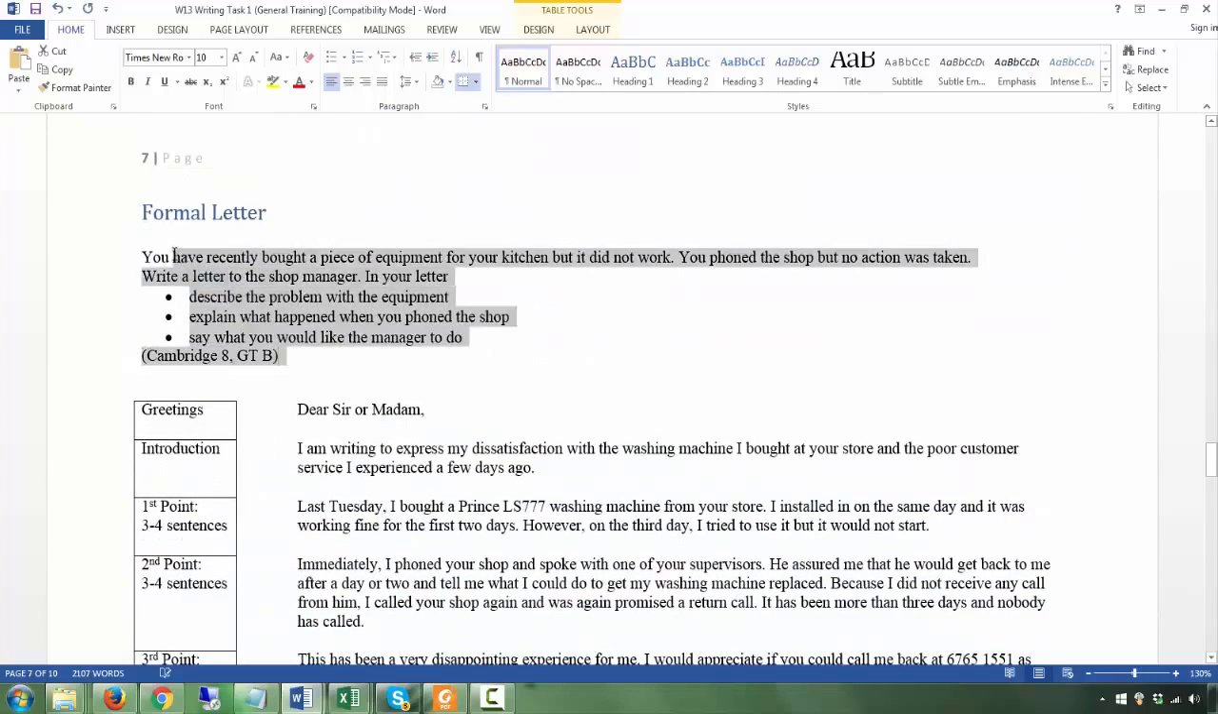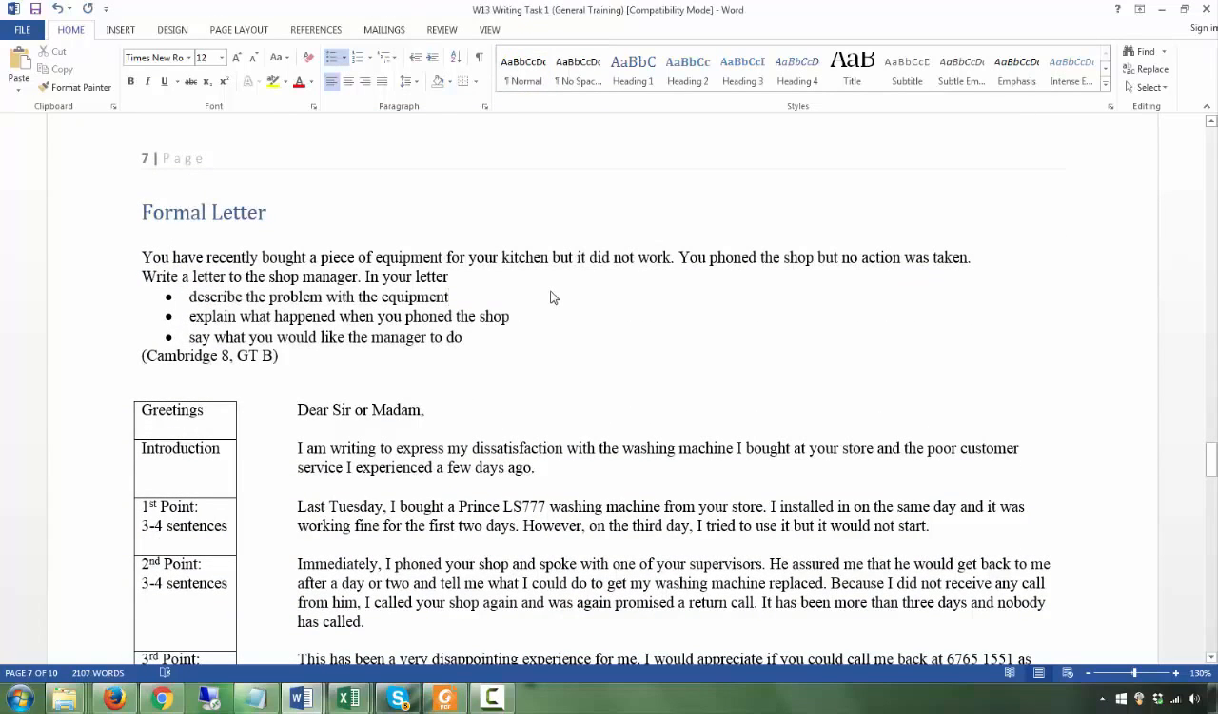So this is the question. You have recently bought a piece of equipment for your kitchen, but it did not work. You phoned the shop, but no action was taken. Write a letter to the shop manager. In your letter, describe the problem with the equipment, explain what happened when you phoned the shop, say what you would like the manager to do, right?